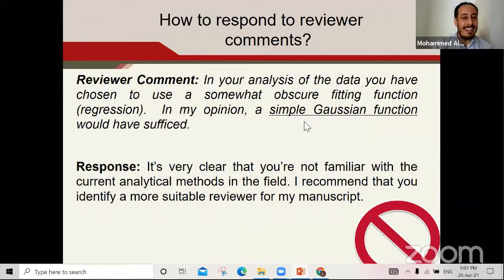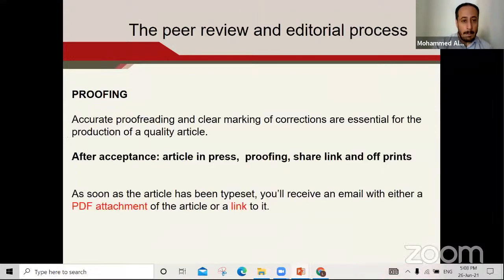Okay, don't respond like this. So this reviewer, he said you have used different incorrect tools for analysis. So this reviewer, he said it's very clear that you are not familiar with this analysis. So rude, isn't it? Don't be rude with the reviewer. Even if you disagree or the reviewer is not right, just address it and provide evidence, provide references, and argue using polite language.